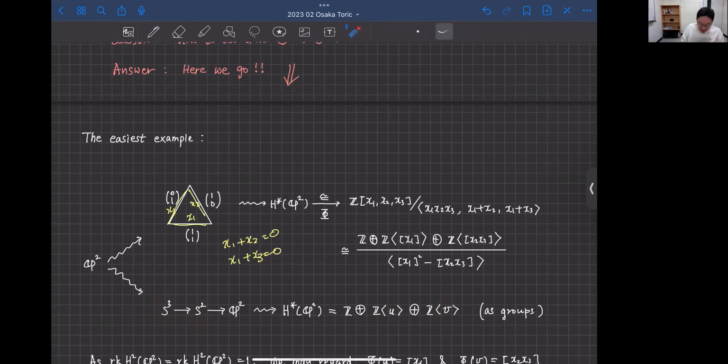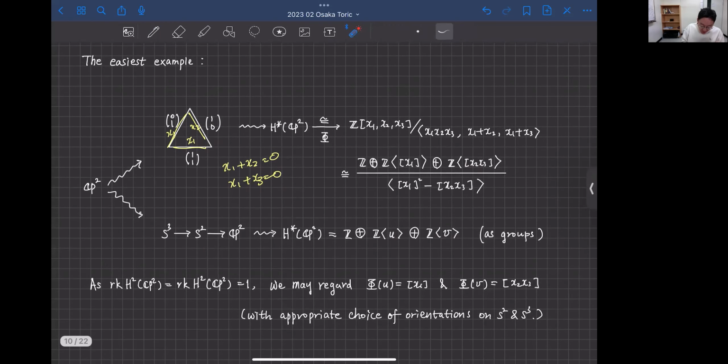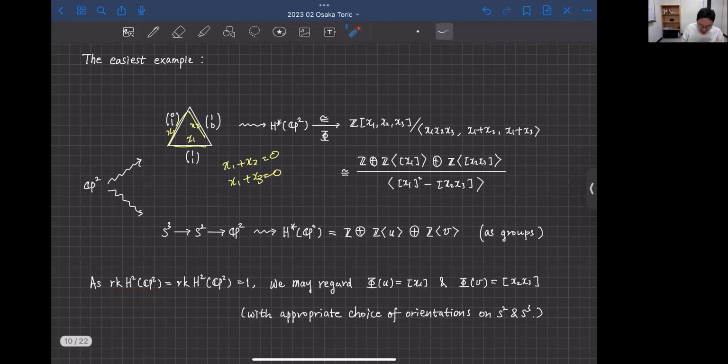But what is good for this example is that the rank of H2 and the rank of H4, sorry, there's a typo, are both 1. So there's no way to think about a linear combination of the other presentation, right? So we may regard U as corresponding to this generator and V corresponding to this generator.